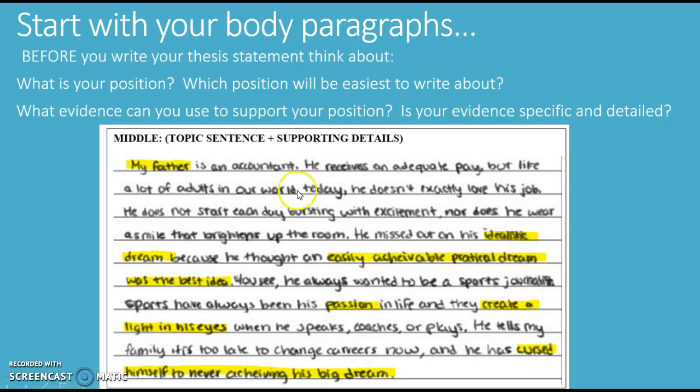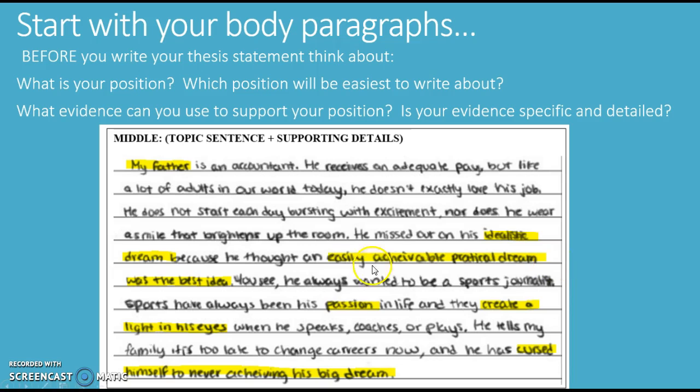So this writer decided to do some brainstorming about her dad. So she's going to use a personal anecdote, right? A personal story. But look at the word she uses. He missed out on his idealistic dream. I highlighted that because it was from the prompt. Because he thought an easily achievable practical dream was the best idea. Practical dream was also in the prompt.